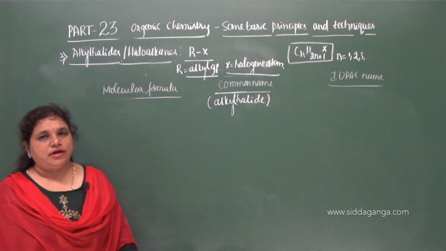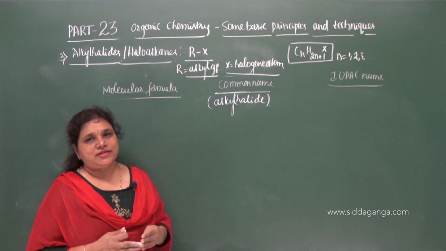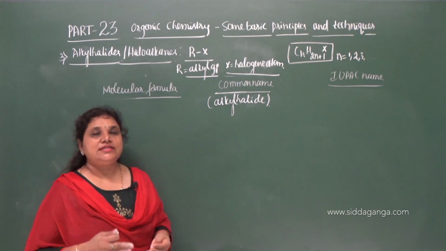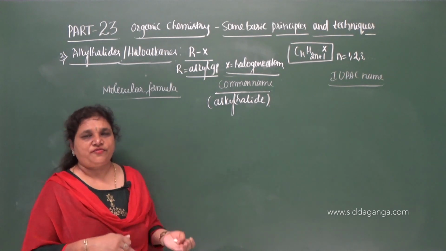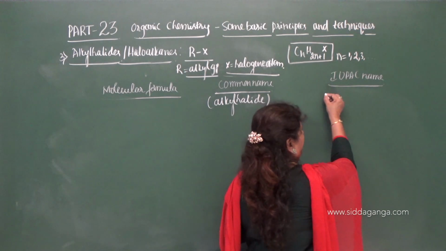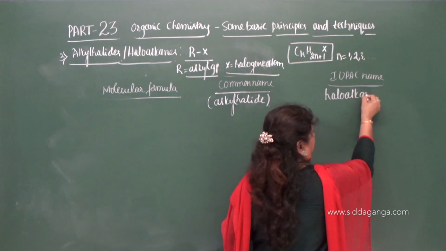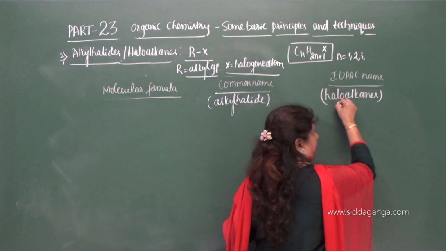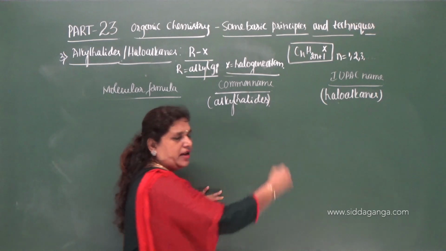What is the IUPAC name? In IUPAC name we need to take halogen atoms as a substituent group. Since it is a substituent group, we have to take it as a prefix. What is the prefix for halogen atom? Halo. Therefore the name will be haloalkane. Haloalkanes, and here alkyl halides.